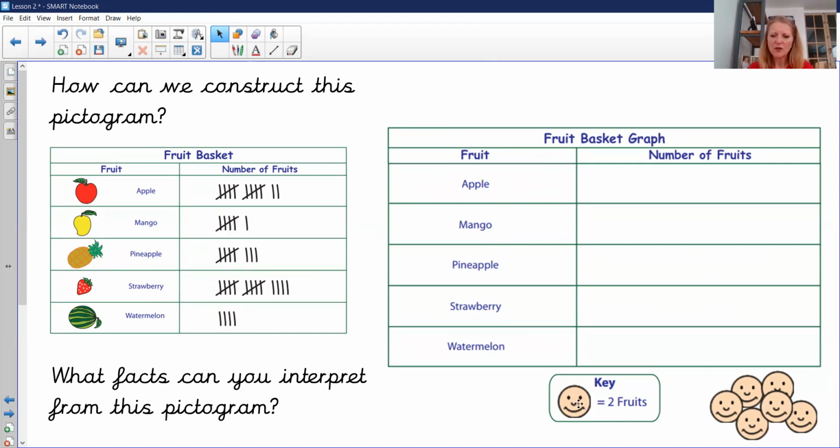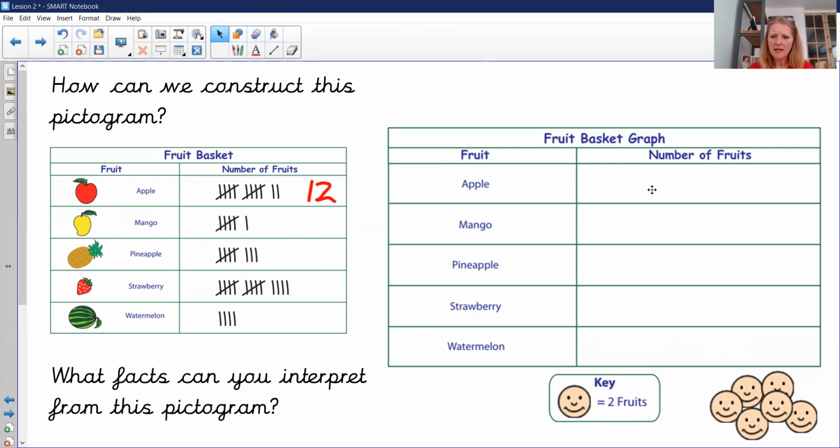Oh, and there's a key at the bottom to help us, but let's check the key. The smiley face means 2 fruits. So let's go back to apple. An apple was 5, 10, 12. Okay, I'm just going to write 12 in there again, so I know how many that was.